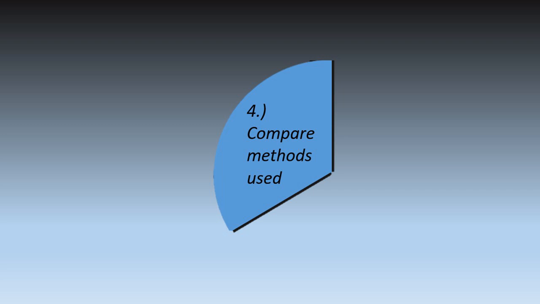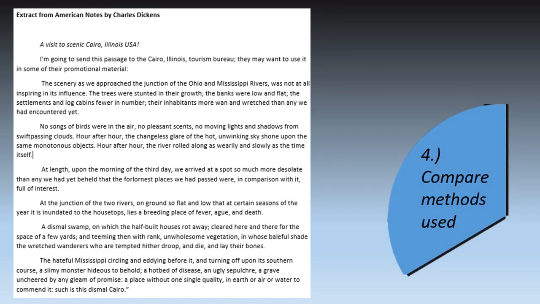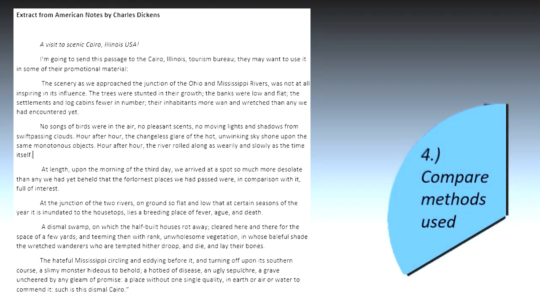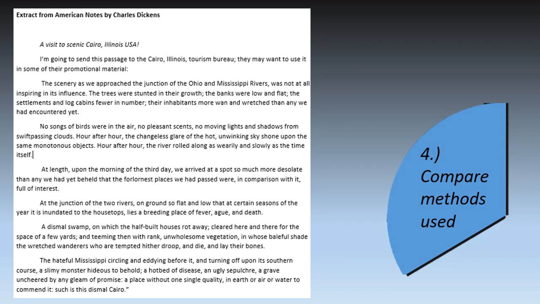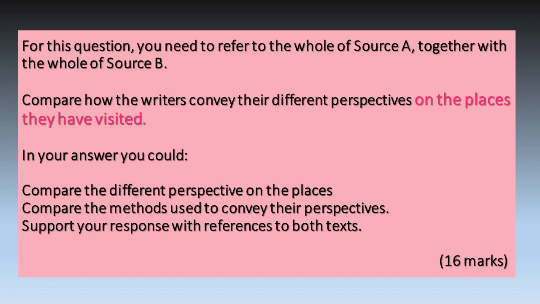So question 4, let's compare the methods used. So we've got these 2 extracts here. I've provided them for you again. So there is source A and there is source B. That will just stop you from having to use the play bar to go all the way back to the beginning. So here's the question that you're going to need to answer. For this question, you need to refer to the whole of source A together with the whole of source B. Compare how the writers convey their different perspectives on the places they have visited.